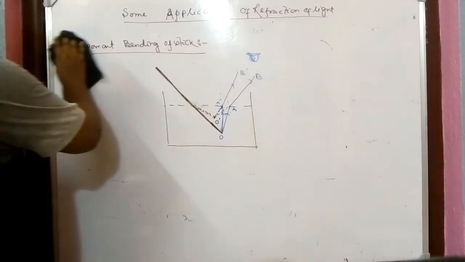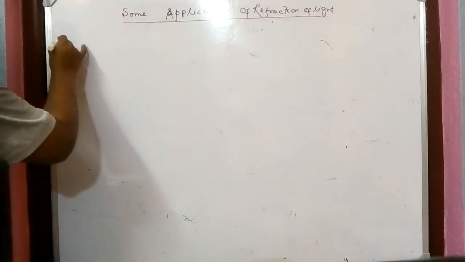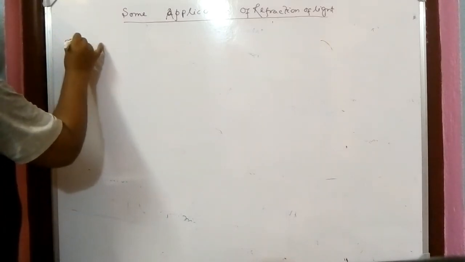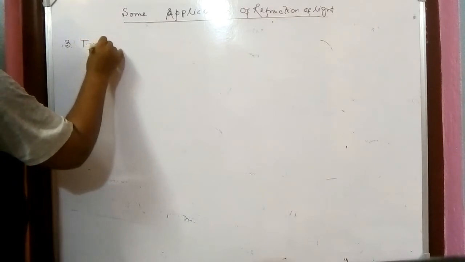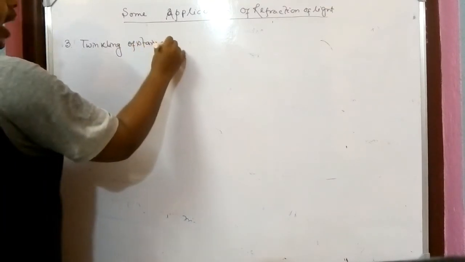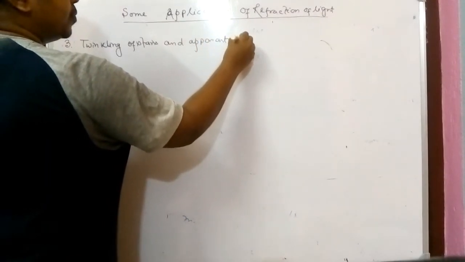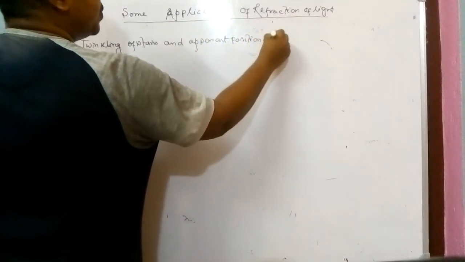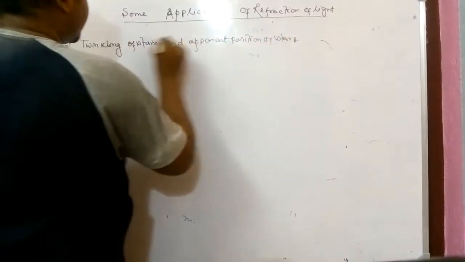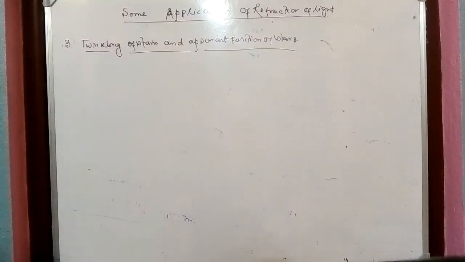Okay, now another example. So another example, which is a very interesting thing, that is number 3, twinkling of stars and apparent position of star. Both the things we can discuss separately also, but the reasons are the same, so that's why we have written it in the same way.